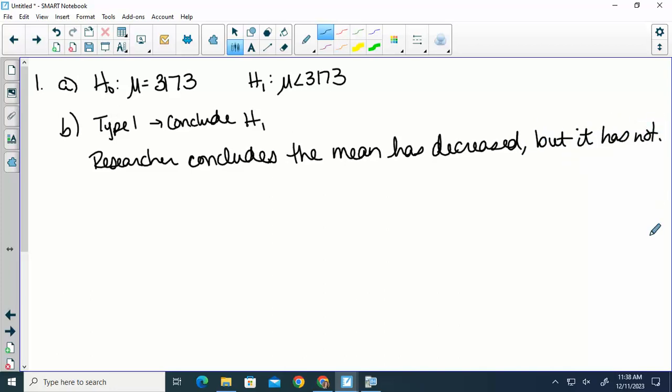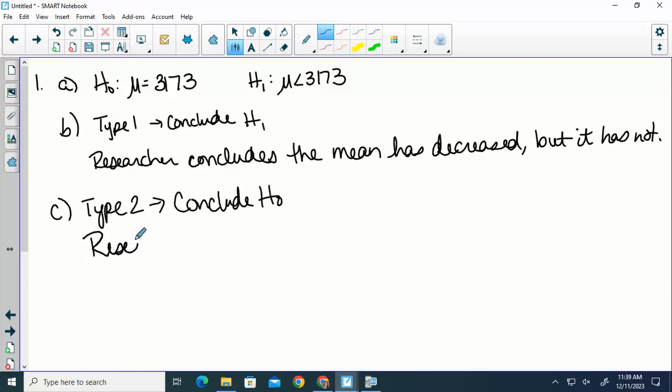Okay, so when you are telling me these interpretations, you have to tell me basically which one they concluded, and you have to throw in there that they're wrong. Okay, so we made that mistake. So type 2 error. If type 1 concludes H1, type 2, you would conclude the null.